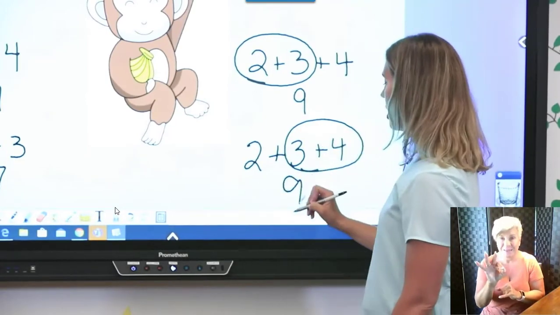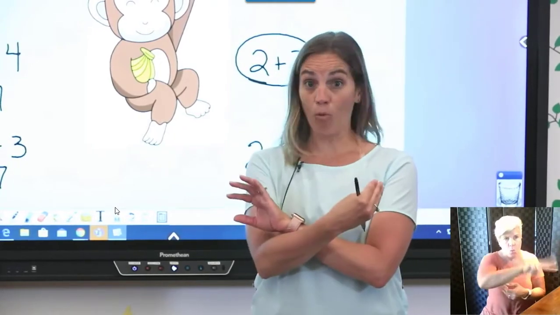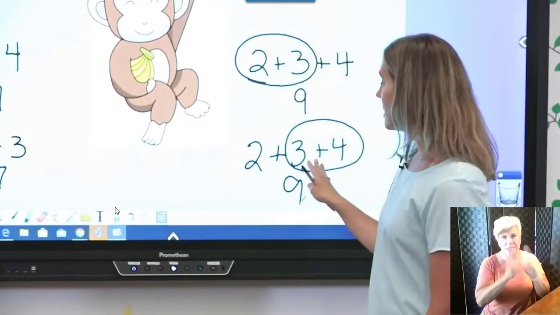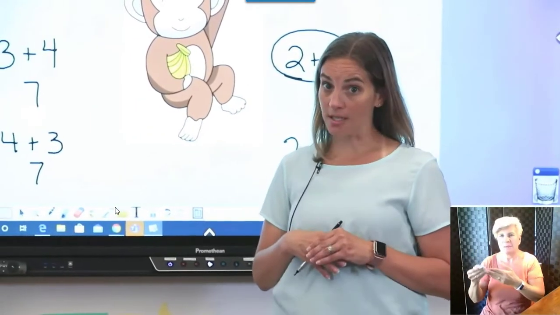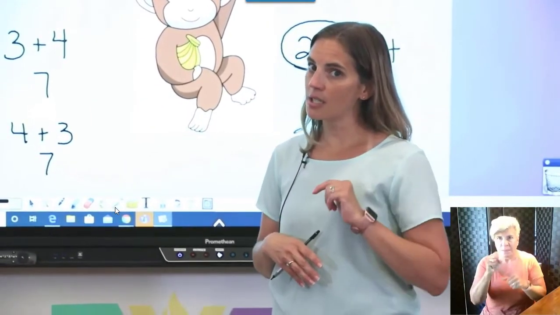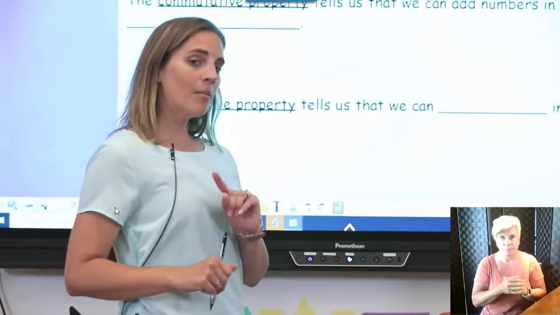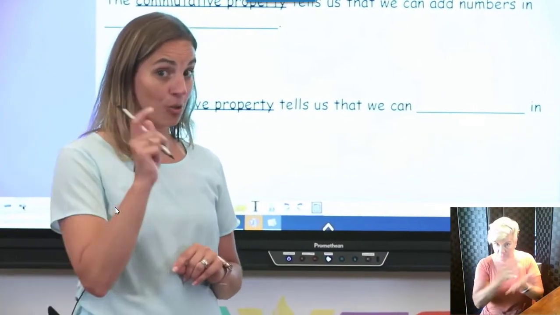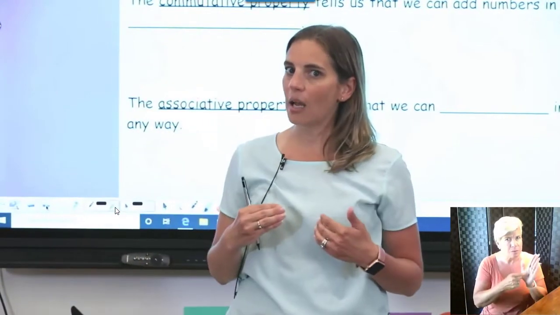Perfect, good. So the commutative property says you can switch the order all you want and it won't change your sum. And the associative property says you can group them in any way you want and it won't change the sum. Remember, the sum is the answer to an addition problem. All right, so grab that student practice guide and your pencil and let's try this together. I think you're going to notice that what we did last time is going to help us a lot this time.